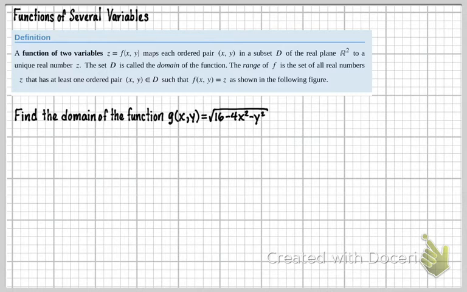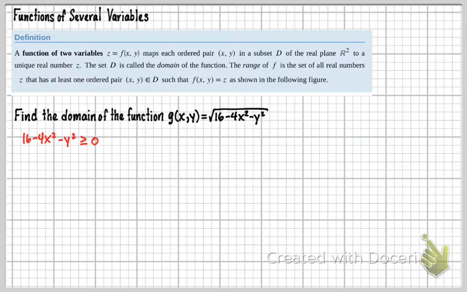This is the domain. So what we're going to do is look at what's underneath the square root. I know I can't take the square root of a negative number and get a real value back. So whatever's under there has to be greater than 0. But it can also equal 0, because the square root of 0 is 0, because 0 times 0 is 0. So all I have to consider here is that 16 minus 4x squared minus y squared has to be greater than or equal to 0. And I just write down what I said mathematically.